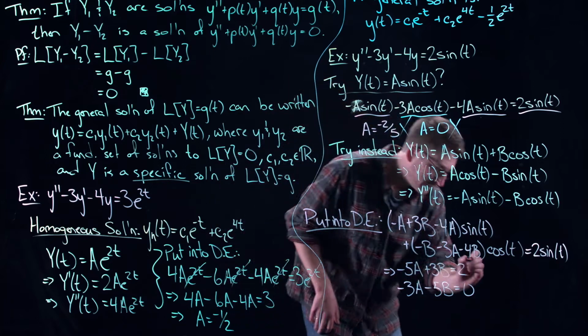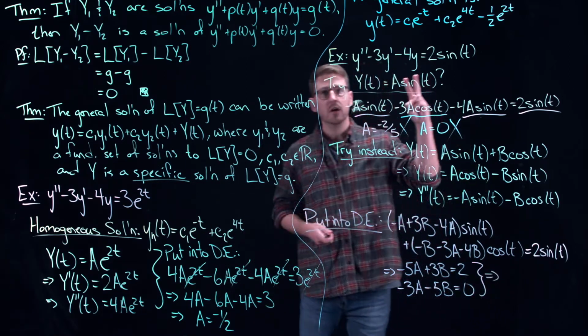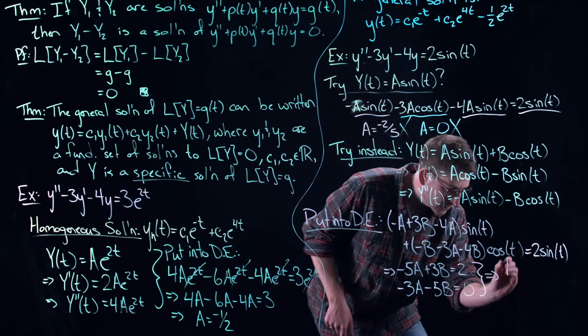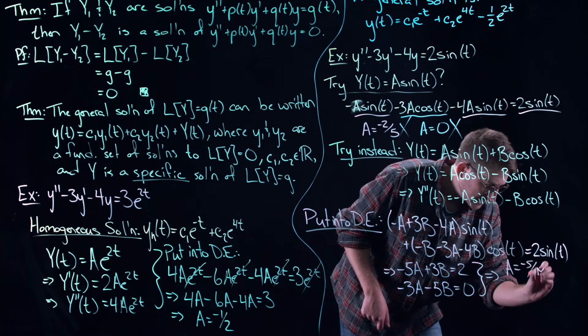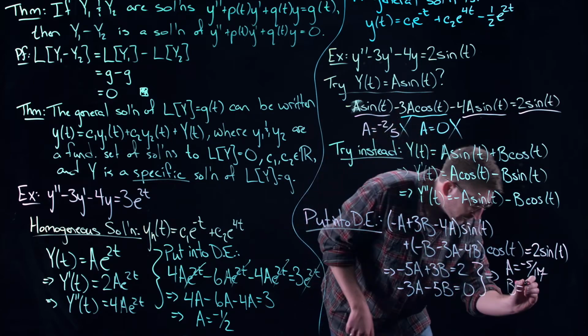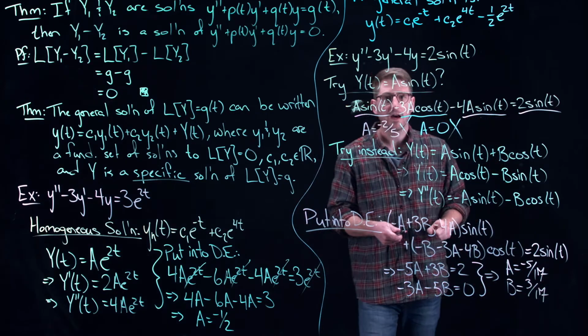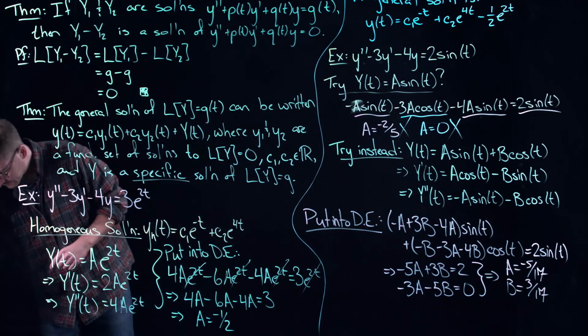But now you've got a linear algebra problem, right? Two unknowns, two equations, it's linear. You can easily solve this. You can find that a is equal to minus 5 over 17, and b is equal to 3 over 17. And now what I've done is identified my particular solution to this thing.